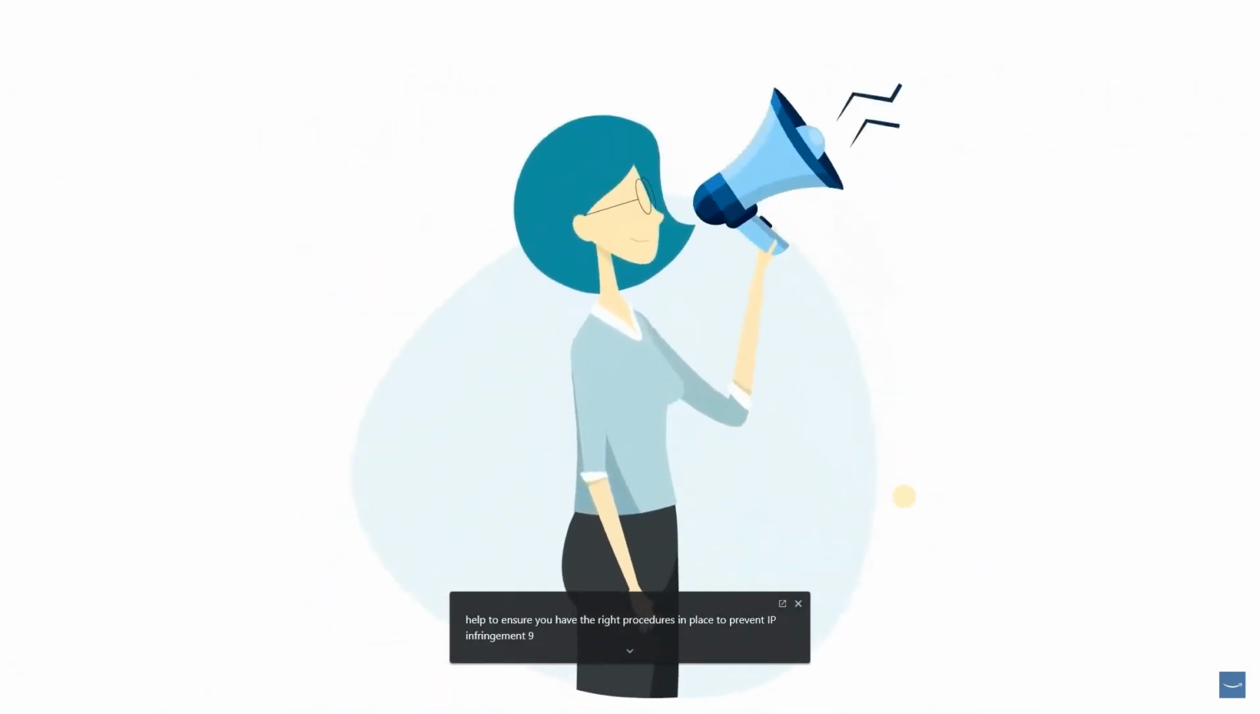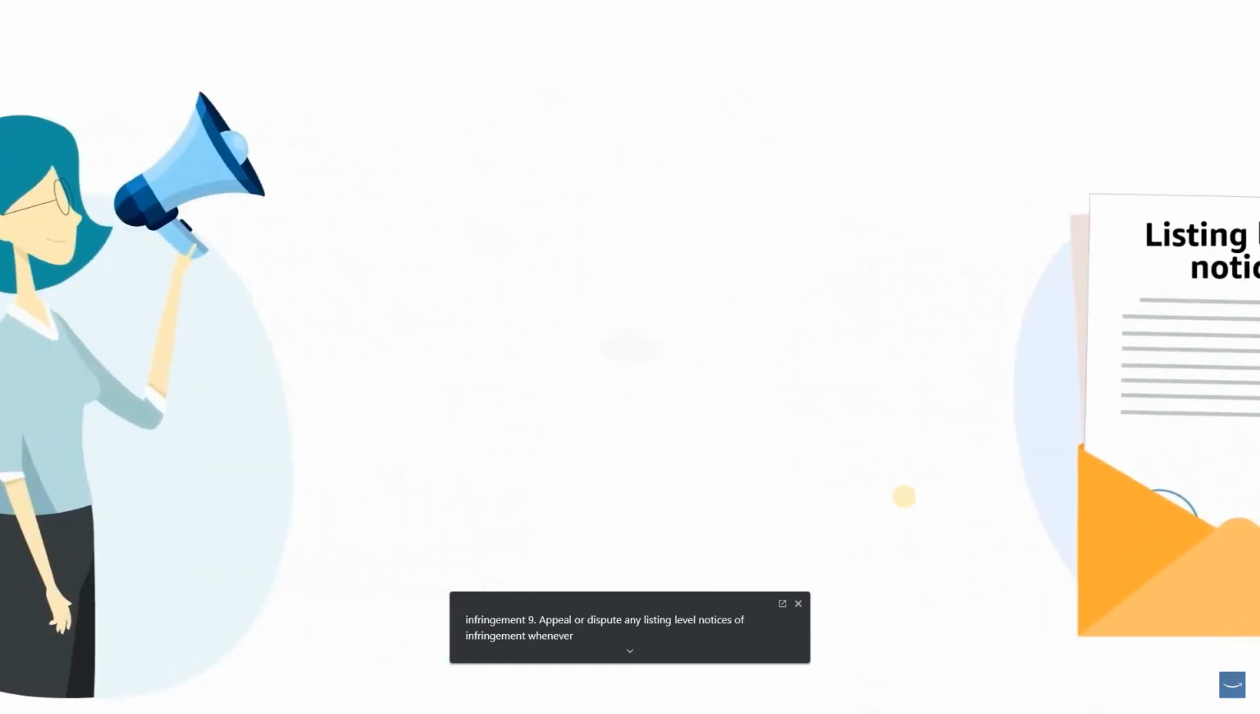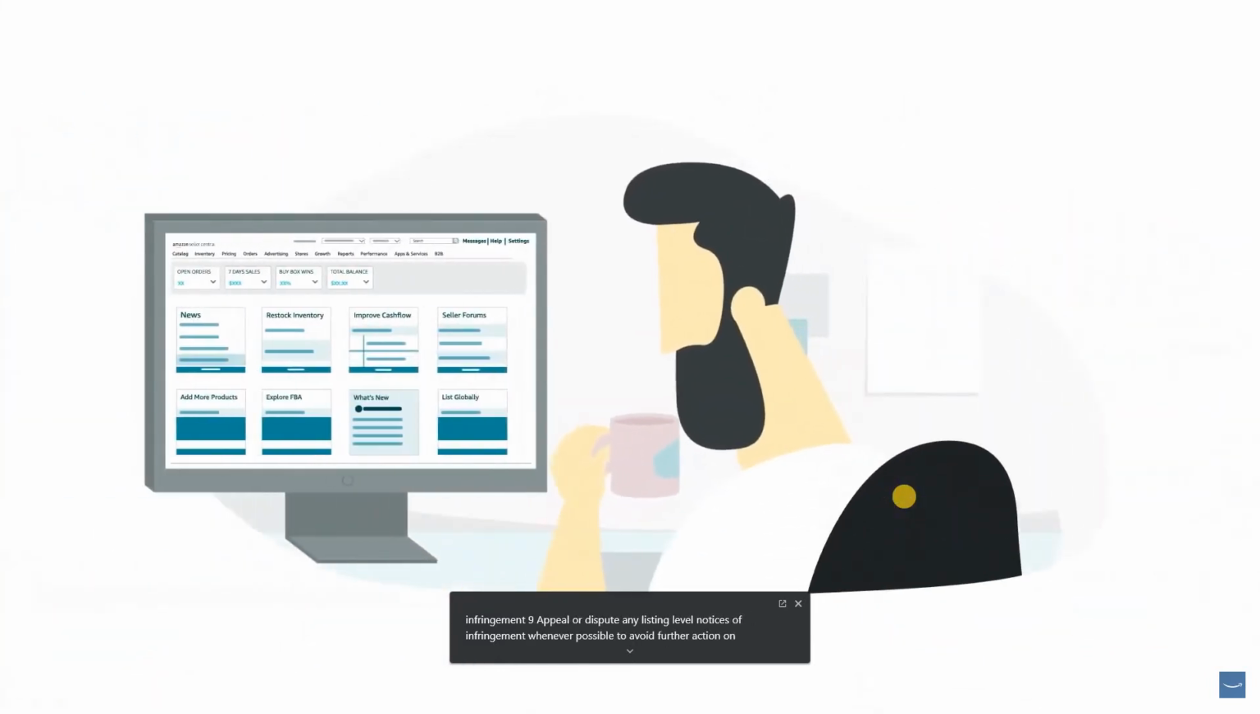9. Appeal or dispute any listing level notices of infringement whenever possible to avoid further action on your account.